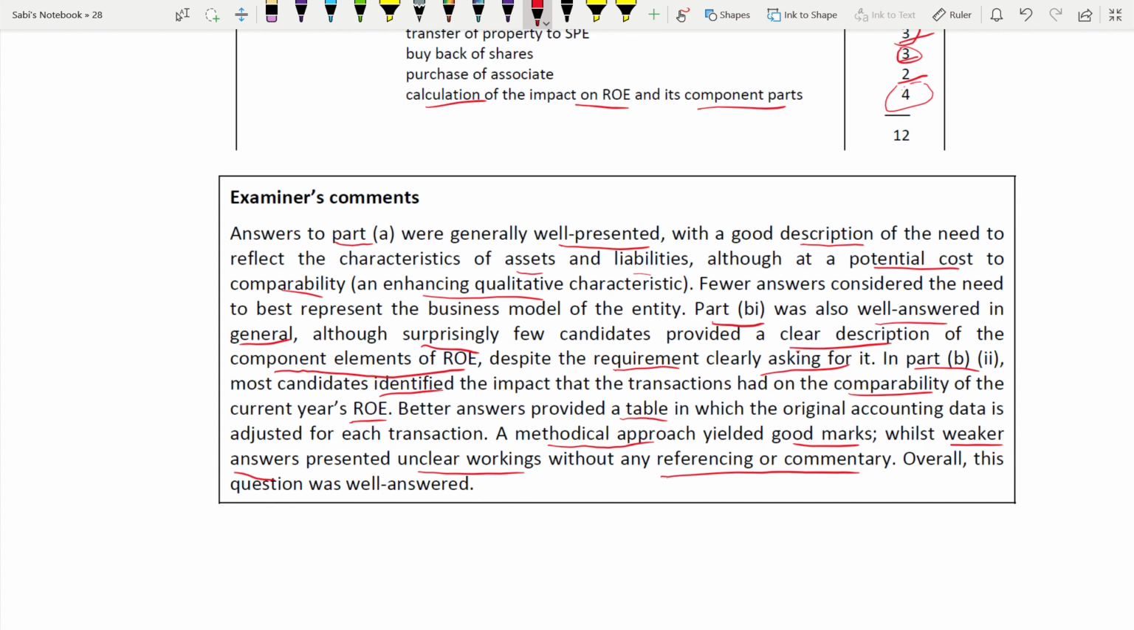But overall, this question was well answered. That means this shows that students are good in conceptual frameworks and ratios. So this shows that you need to learn ratios as well as the conceptual framework. Definitely, conceptual framework, no doubt you will get. But ratios, at times you get, at times you don't get, but be prepared for it, okay? Because these are some easy marks that you can get. If you get ratios, you're lucky, in fact.